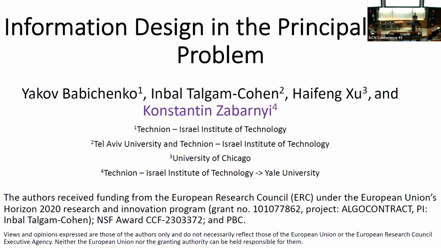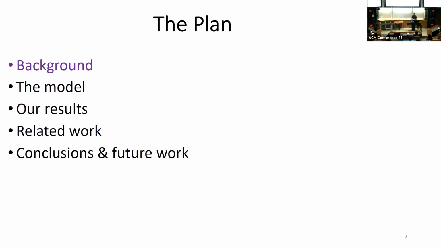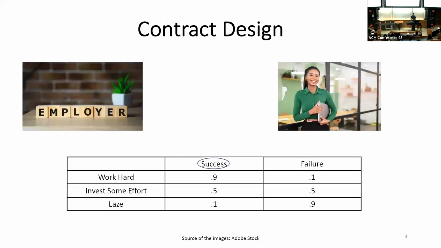I'm Konstantin. I'm going to talk about information design in the principal agent problem. It is a joint work with Yakov Babichenko, Inbal Talgam-Cohen, and Haifeng. We'll start by providing some background, then I'll present the formal mathematical model, then I'll present the results and discuss some related papers, and finally I'll mention some interesting open questions.